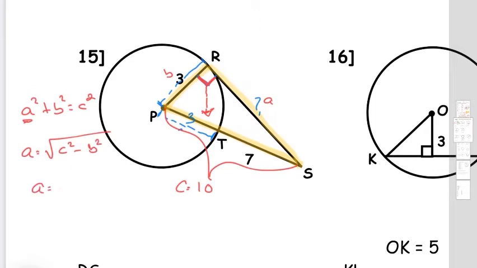And we substitute in what we know. We know C is 10, and we know B is 3. And so A, or RS in this case, is going to be the square root of 91, or if I put it in the calculator, I get an answer of 9.54.